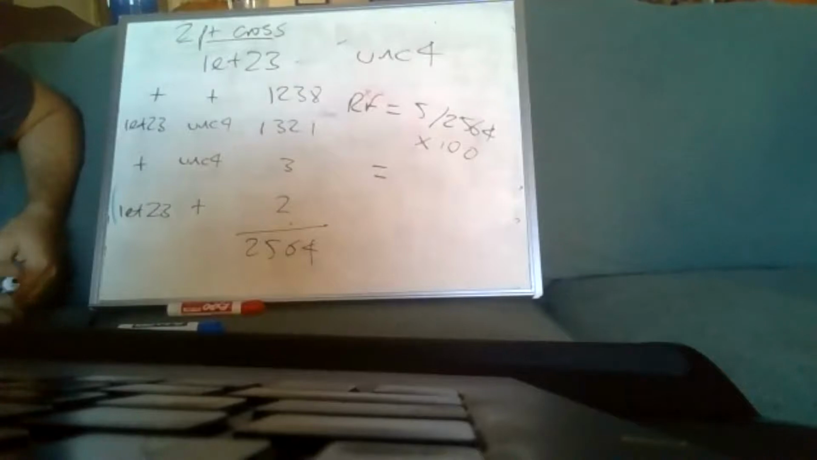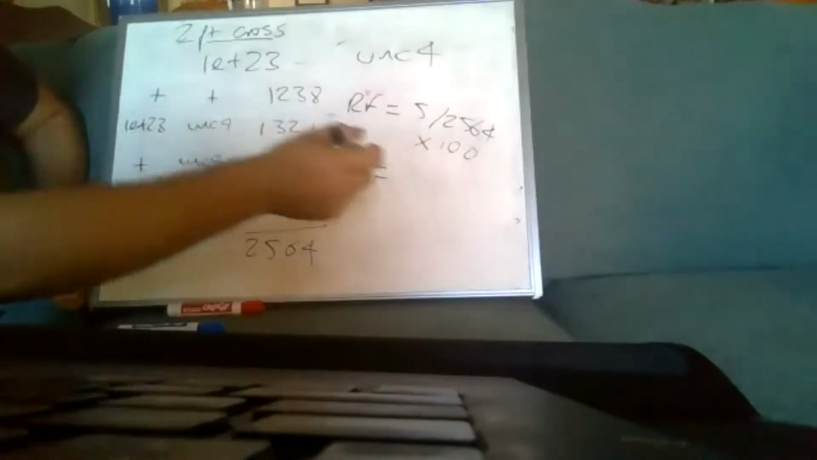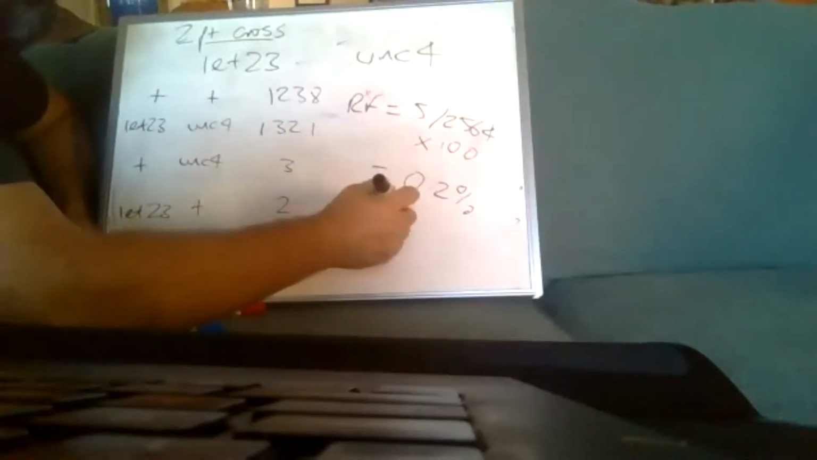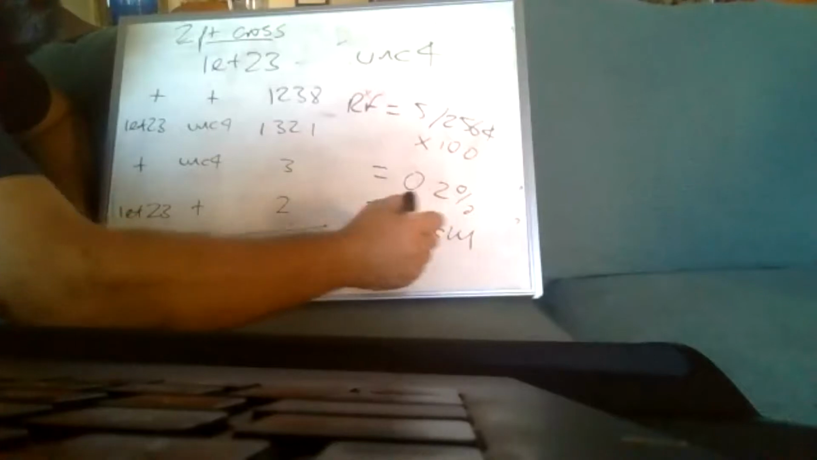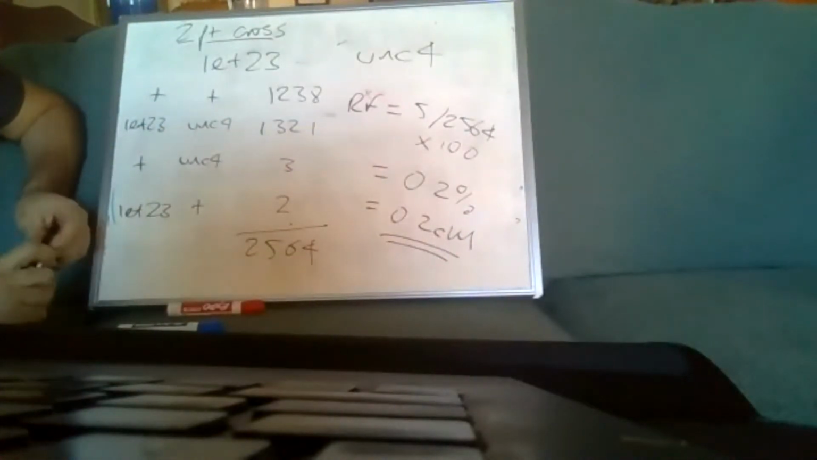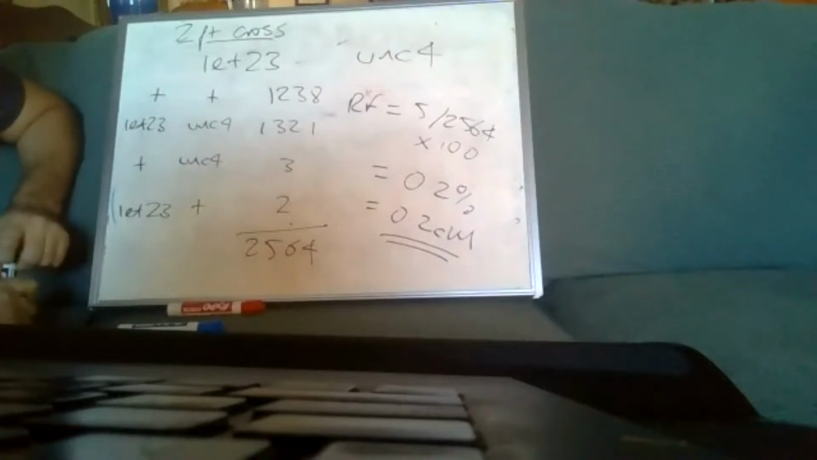Equals, I'm not even going to try and guess that. Is that times 100 already? I think it is, isn't it? Awesome. Thank you, Bianca. Percent equals 0.2 centimorgans. So these two genes are very tightly linked.